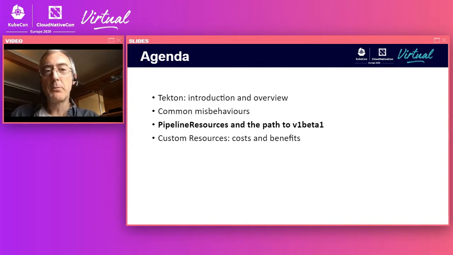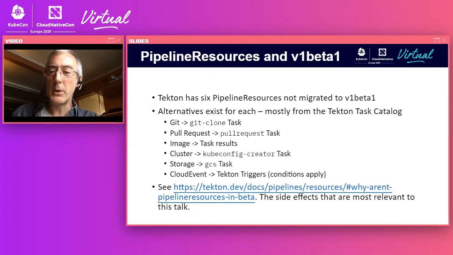Okay, so briefly I want to touch on some of the good things that have happened in V1 Beta 1. When Tekton came out, it had this idea of pipeline resources, things that were abstractions for external systems and objects. It has ones for Git, pull requests, images that you might build, clusters you might deploy to, storage systems, cloud events. These things haven't been ported to beta. They're all still alpha level.